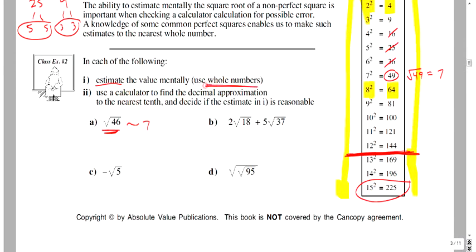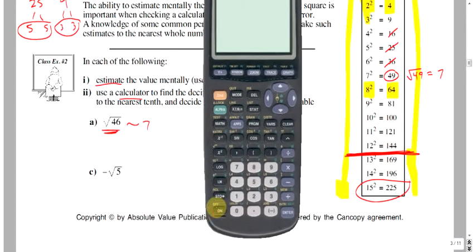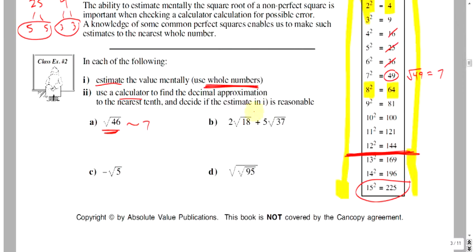And it actually says use whole numbers. So I'll do it that way. Use a calculator to find the decimal approximation. Well, what is it exactly? I said it should be like high 6s. Let's have a look. Come on. 6.78 or 6.8. Is that a reasonable estimate, do you think? Yep. All right.